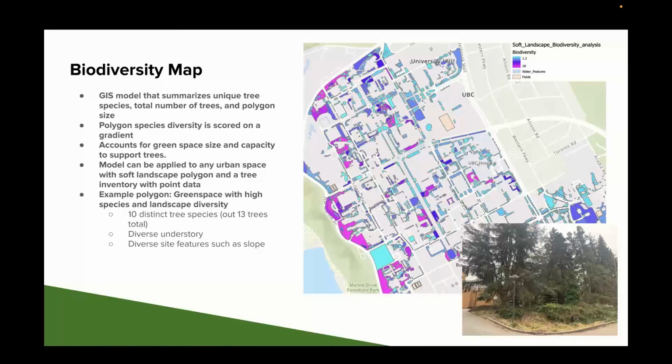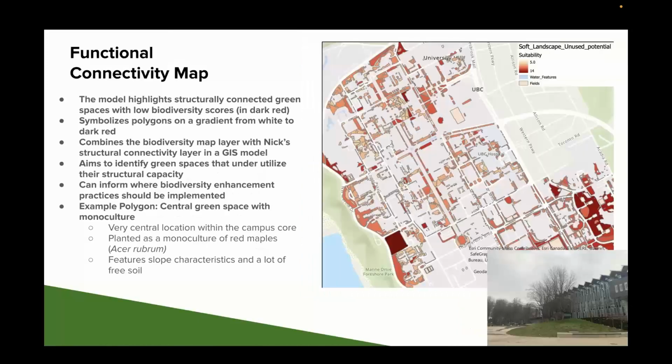Following this principle of uncovering underperforming green spaces, I wanted to combine the structural connectivity assessment Nick made with the biodiversity analysis to produce a map of the functional connectivity of campus. Combining the spatial structure of green space polygons with species-specific data can visualize the role that biodiversity plays within ecological connectivity.